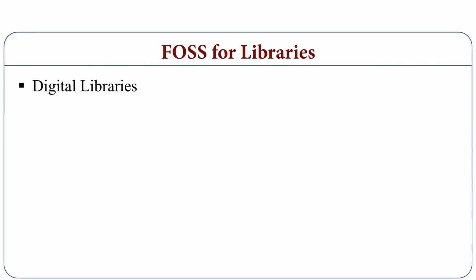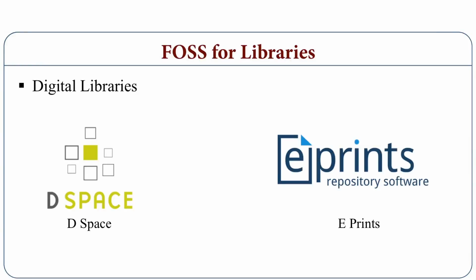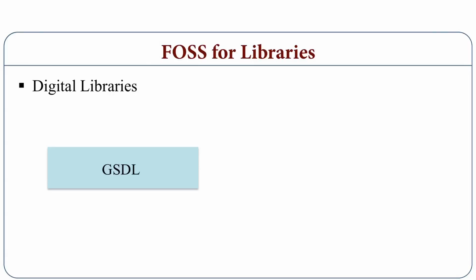Digital libraries. To host digital libraries, presently according to the websites Registry of Open Access Repositories and Open Directory of Open Access Registries, DSpace is the most used and most installed not only in India but also in the world. There are other software next to DSpace, such as ePrints, and there is another software which is used a lot in Indian libraries, that is Greenstone Digital Library, GSDL.